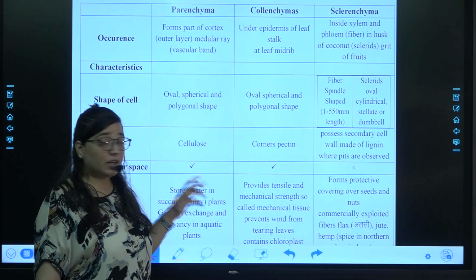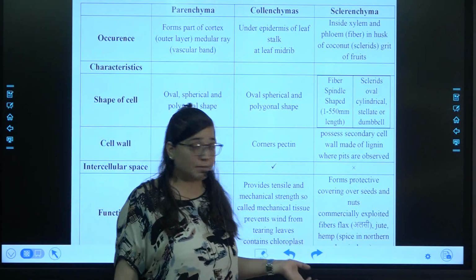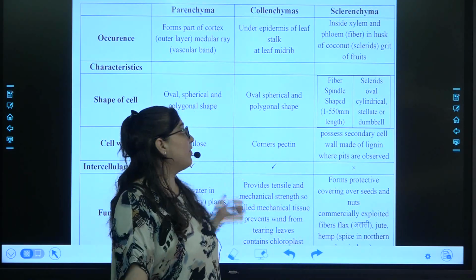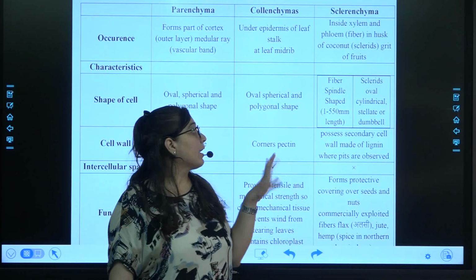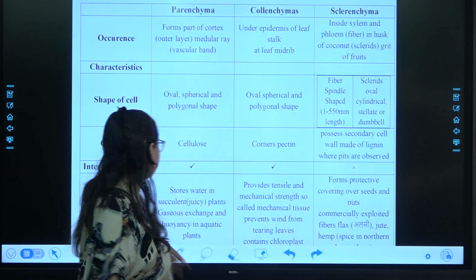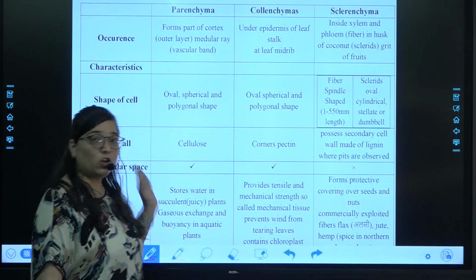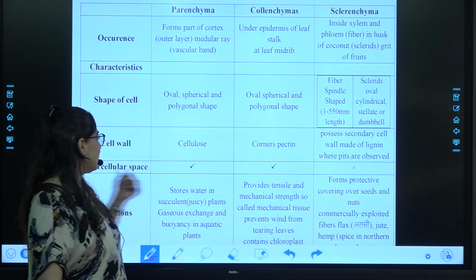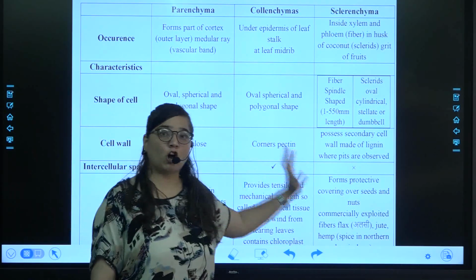Shape oval polygonal, while here oval polygonal similar. Here it is in two types, fibers and sclerites. If it is fiber, then it is spindle shape. If it is sclerites, then it is oval. Coming to cell wall, cellulose, pectin and lignin. Coming to the next part, intercellular space, it is there and not there.